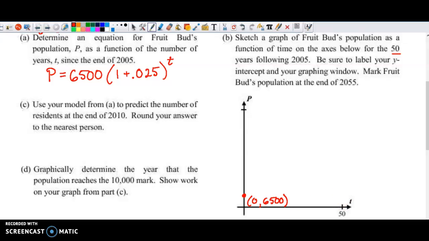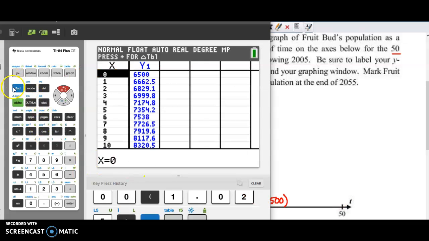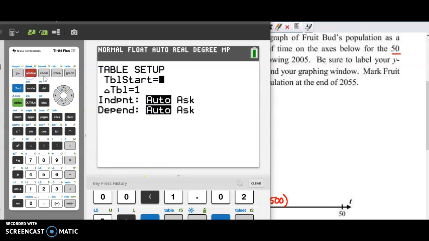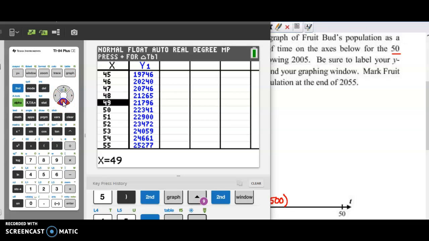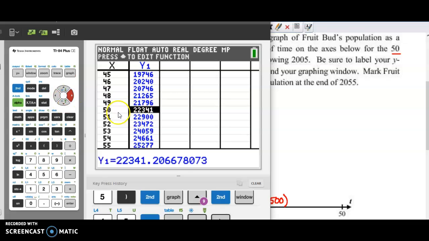But then when I jump to 50, now you could scroll down or you could hit second window and change your table setting just to go up to, I don't know, make it go up to 45. Might save you some time. But you can see in the year 50, in 2055, we're at 22,341.